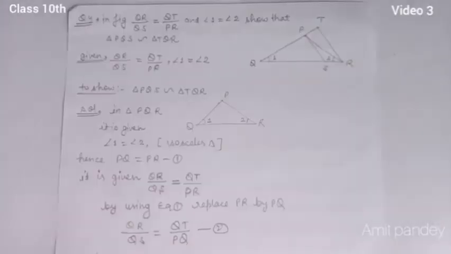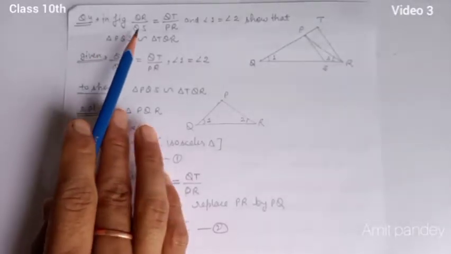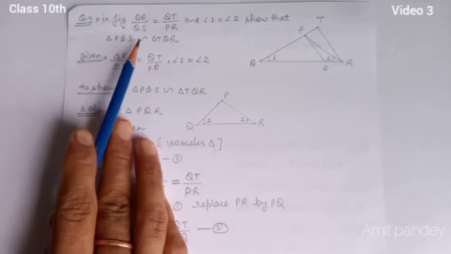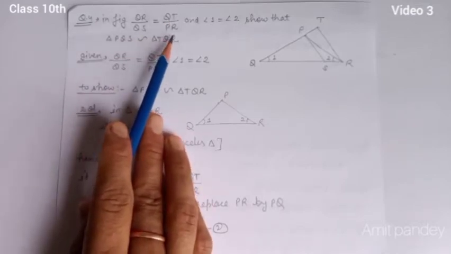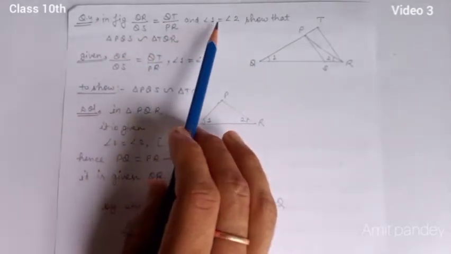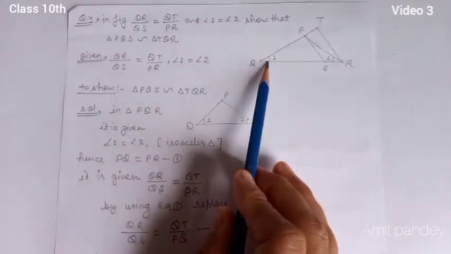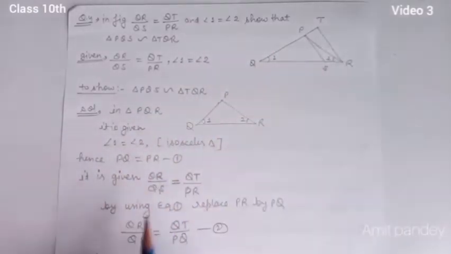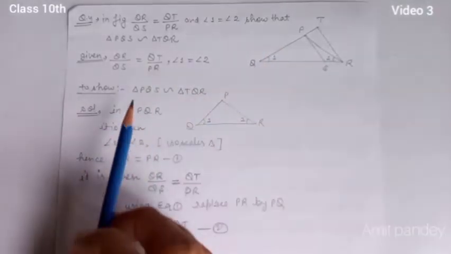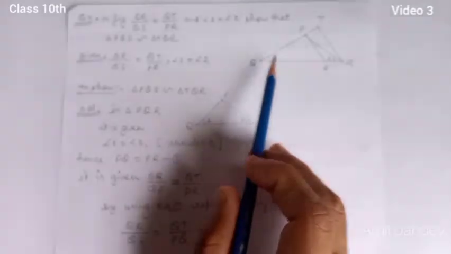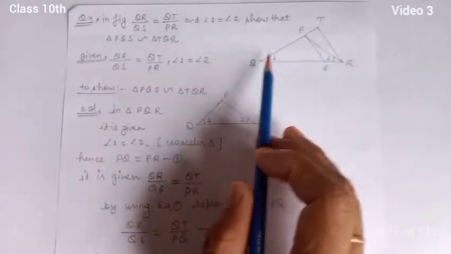Next question, question number 4. In the figure, QR upon QS equals QT upon PR. The figure is given, and angle 1 is equal to angle 2. Angle 1 is this, means angle Q, and this angle R is 2. So what we have to do is show that triangles PQS and QTR are both similar.